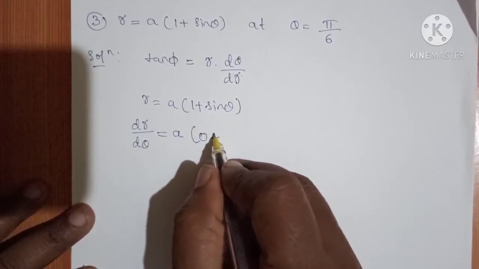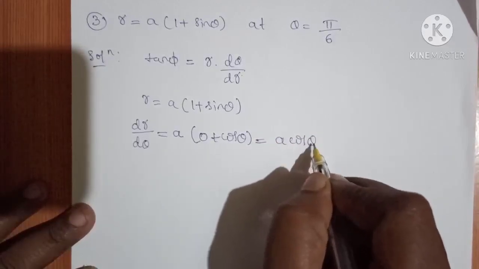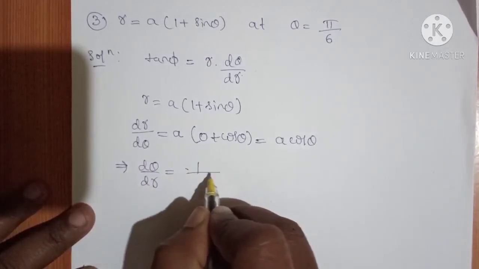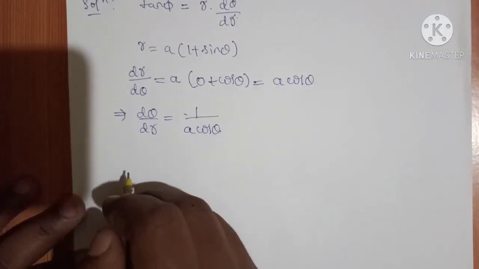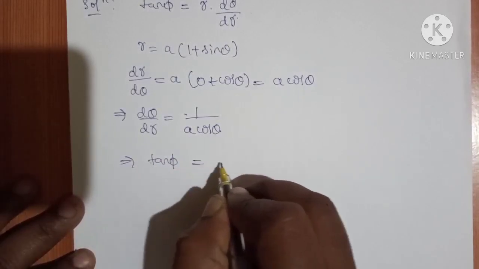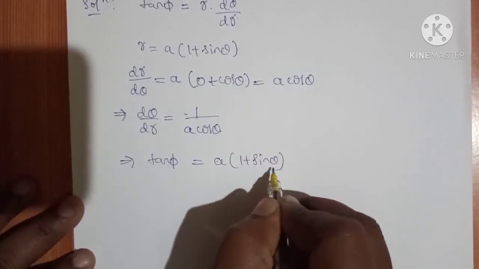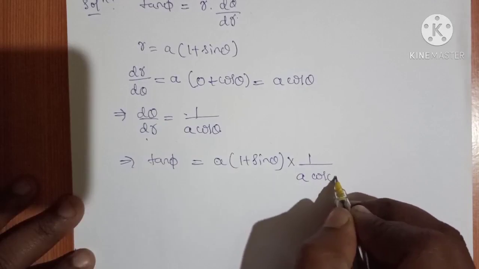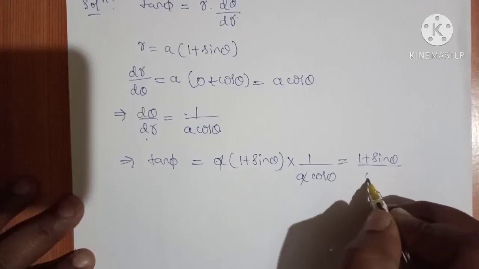1 plus sin theta. The differentiation of 1 is 0, and of sin theta is cos theta. So that is a into cos theta. Taking reciprocal, we get d theta divided by dr equals 1 by a cos theta. Now tan phi equals r into d theta by dr. Substituting the r value, we get a into 1 plus sin theta into 1 by a cos theta. The a cancels, and we get 1 plus sin theta divided by cos theta.